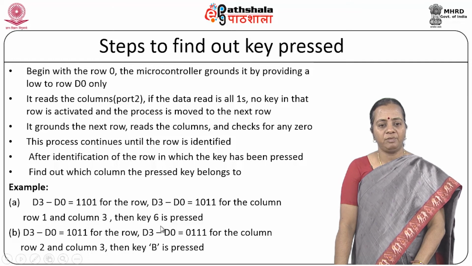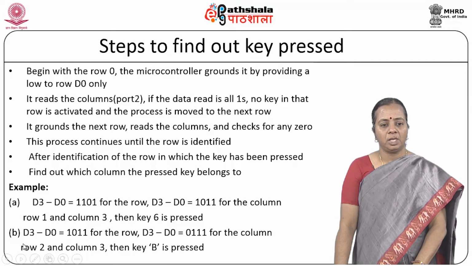So I can identify that key 6 is pressed. This is another example: with the row I am getting 1011 and with the column I am getting 011, then I can identify that row 2 and column 3 is getting pressed. That means I can say that key B is pressed.